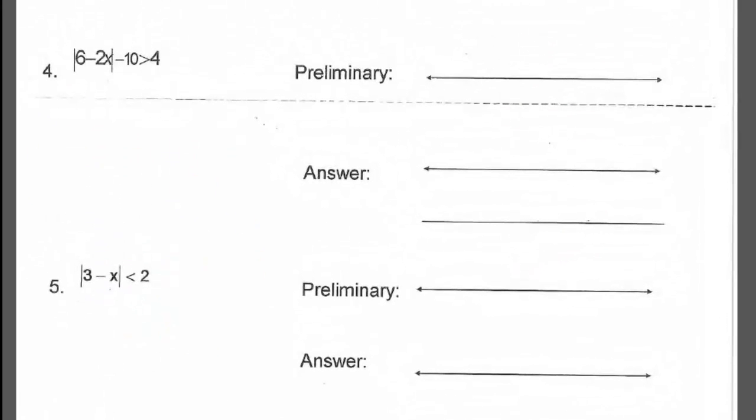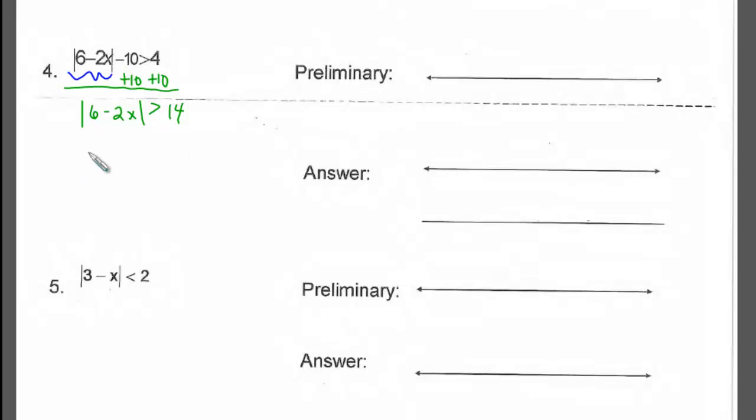Number 4, the absolute value of 6 minus 2x minus 10 is greater than 4. Now we have a greater than symbol, so this looks a little bit different. We want to isolate the absolute value. To do that, we need to add 10 to both sides. Now, the absolute value symbol is isolated. Now, the greater than symbol is just a little bit different than the less than symbol. With greater than, I treat it just like I would the equal sign.